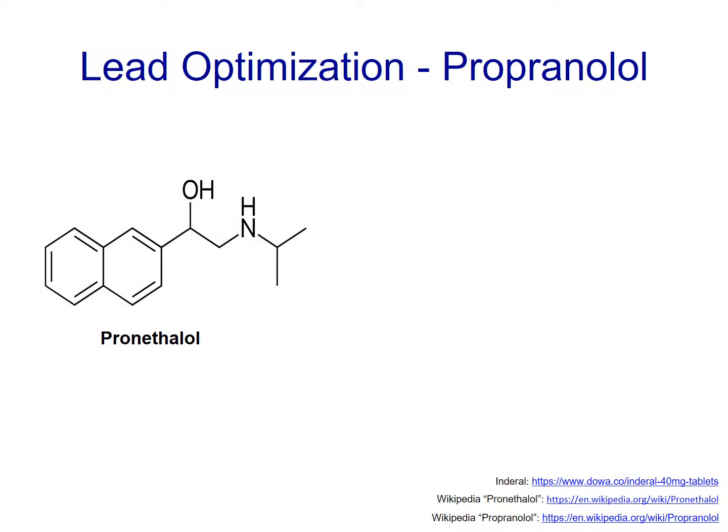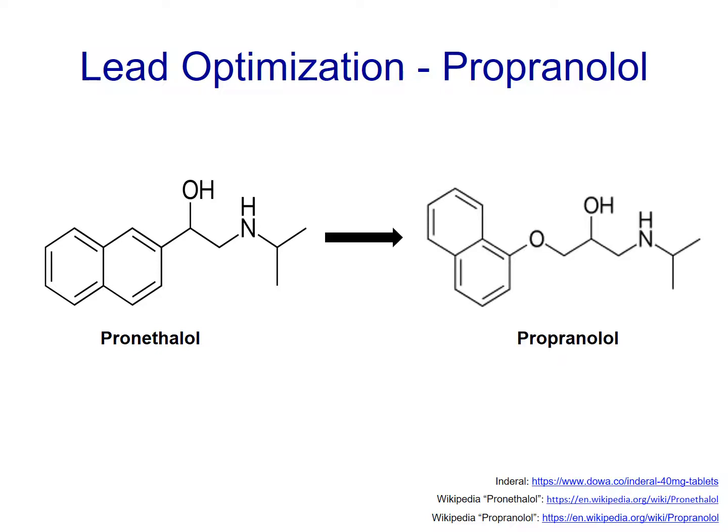Pronetholol was described to have side effects including disorientation, nausea, and vomiting. More importantly, pronetholol was shown to be a carcinogen in mice, so scientists set out to discover a less toxic beta blocker. In 1964, Dr. James Black discovered propranolol, a non-selective beta blocker.